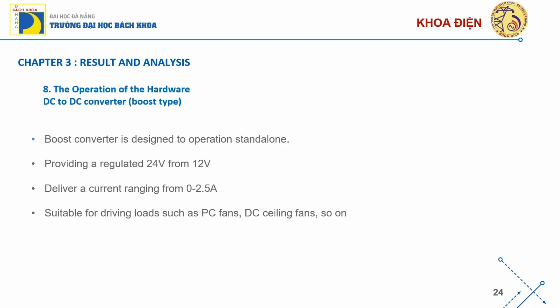Now, let's talk about the operation of the hardware. The DC to DC boost converter is designed to operate standalone, providing a regulated 24 volt output from a 12 volt input. It can deliver a current ranging from 0 to 2.5 amperes, making it suitable for driving loads such as PC fans, DC ceiling fans, and so on.